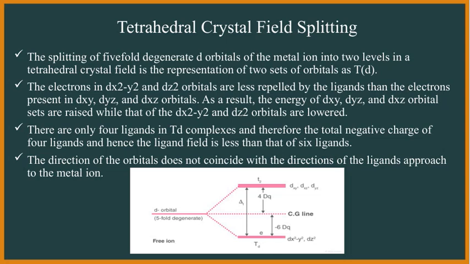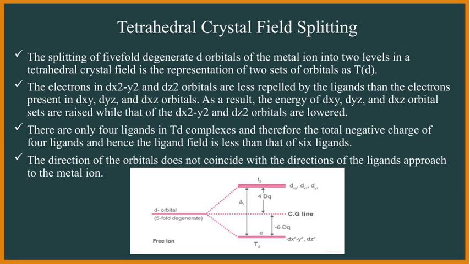Let's now look at the tetrahedral crystal field splitting. When a metal ion is in a tetrahedral environment, the five-fold degenerate d orbitals split into two distinct energy levels. This splitting can be represented by two sets of orbitals, which we denote as t2 and e.